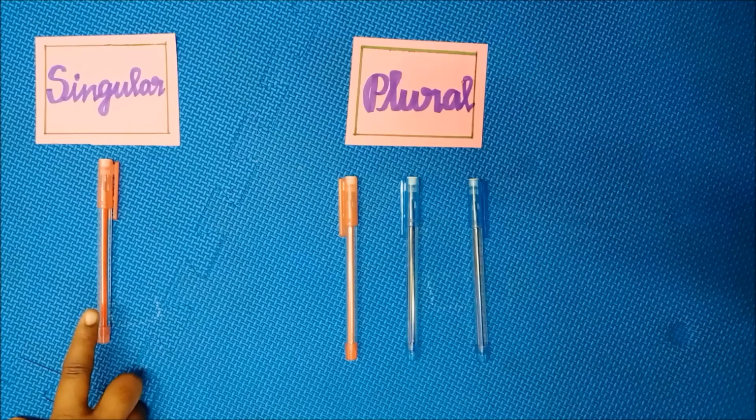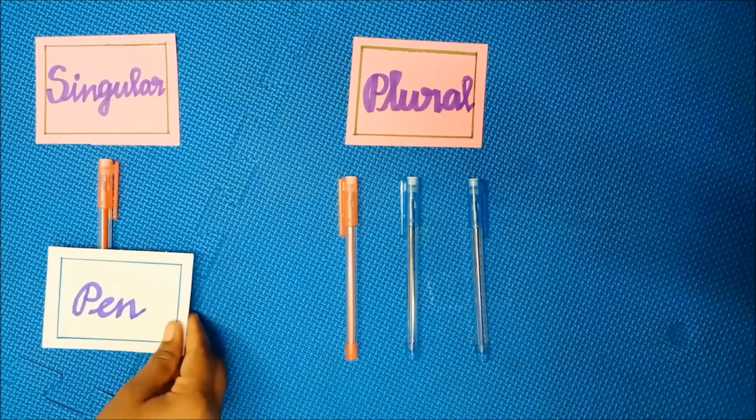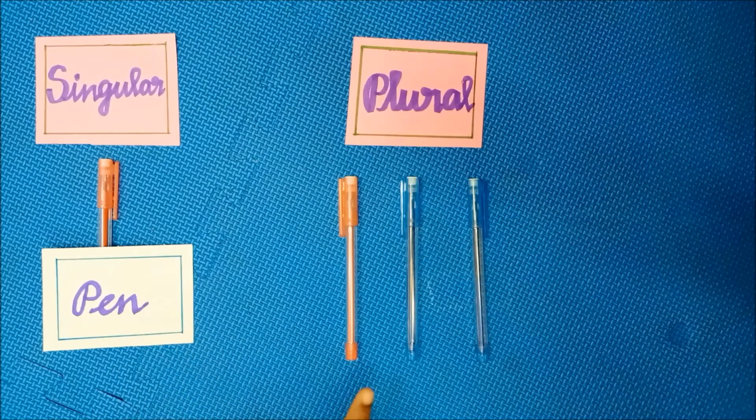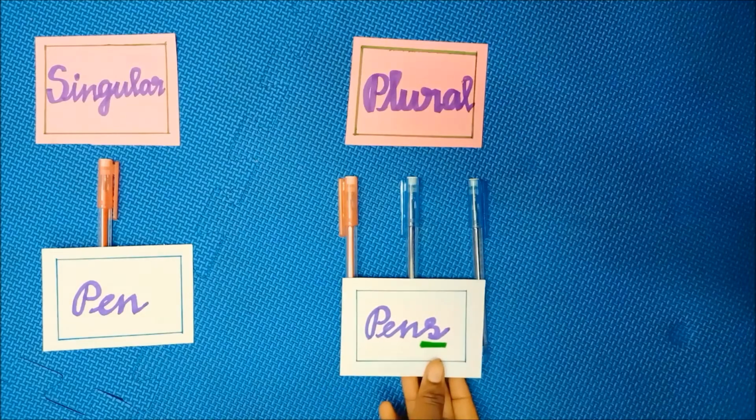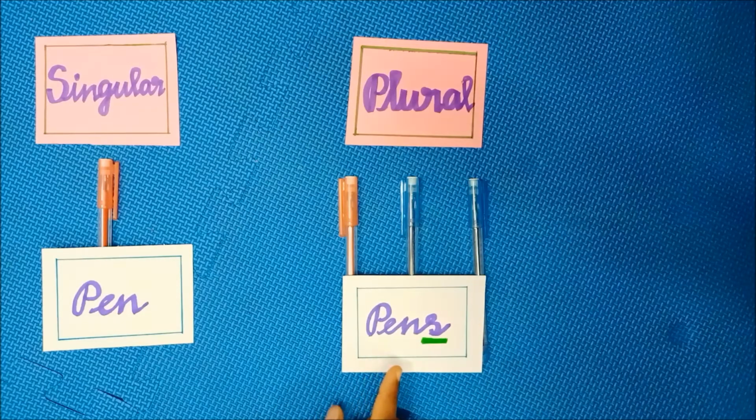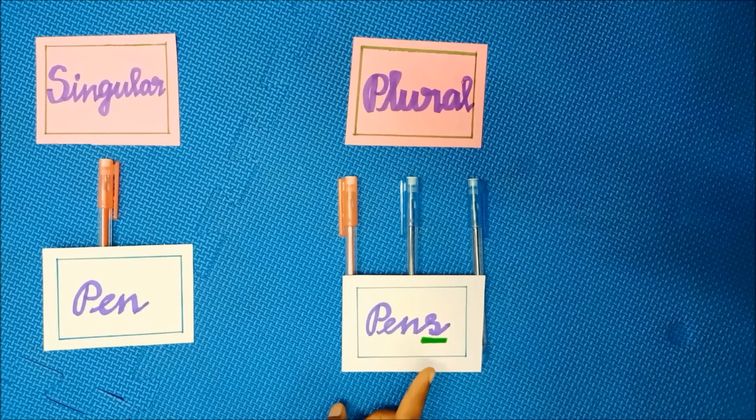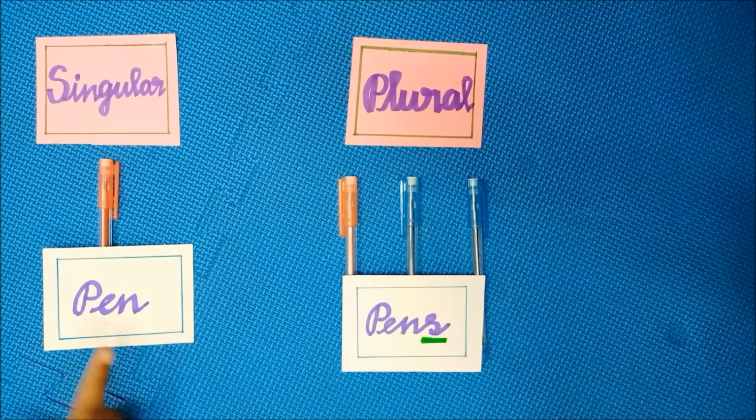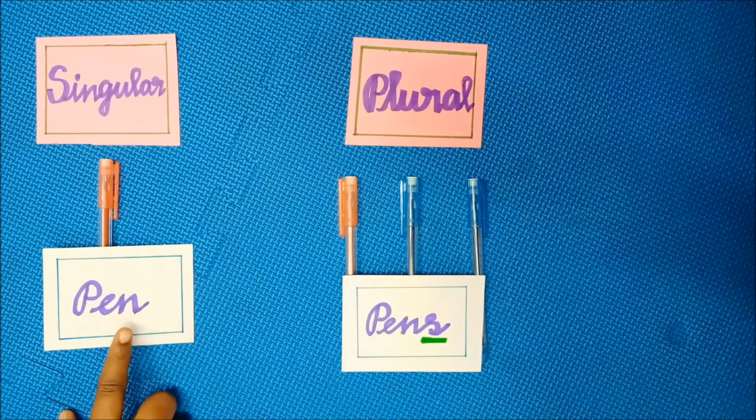Now look at the thing, what is it? It is a pen. P-E-N, pen. Here you have 1, 2, 3, three pens. Here you have only one pen, so it is singular. Here you have three pens, so it is plural. So the plural form of pen is pens. P-E-N-S. You just add S to the singular noun to change the singular into plural. So the plural form of pen is pens.